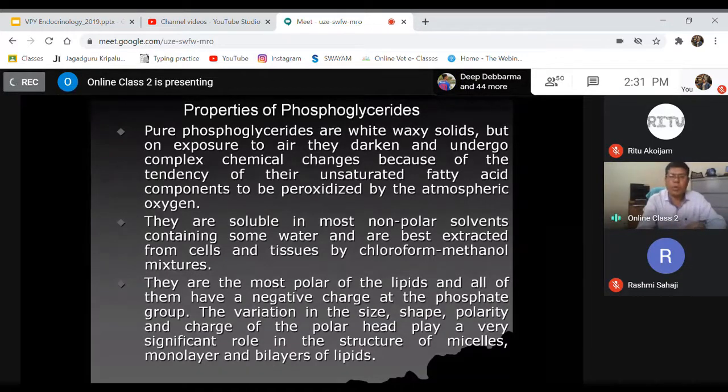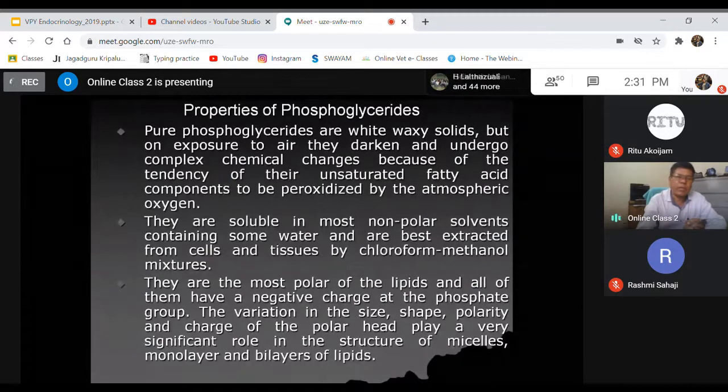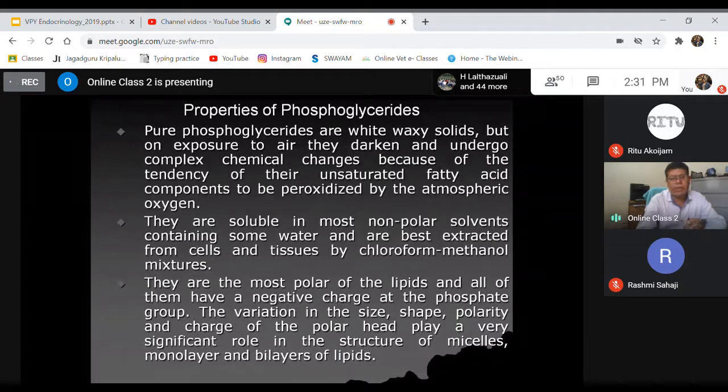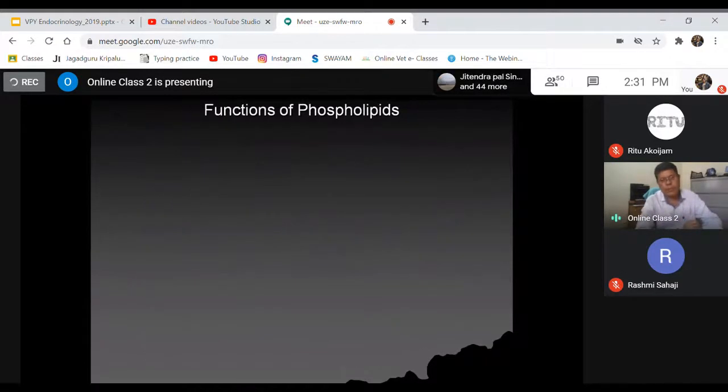They are the most polar of the lipids, and all of them have negative charges. This negative charge is because of the presence of the phosphate group in the hydrophilic head group. The variation in the size, shape, polarity, and charge of the polar head group plays a very significant role in the structure of the micelles, monolayers, and bilayers of the lipids.